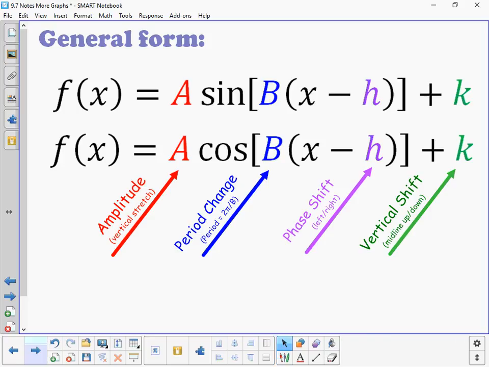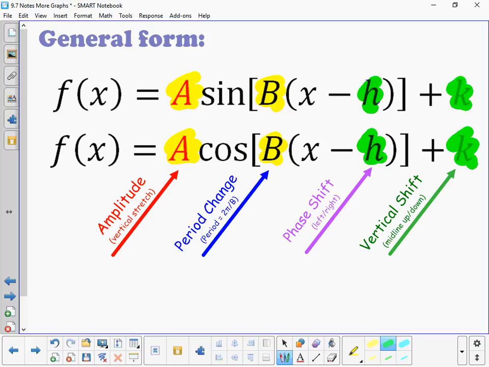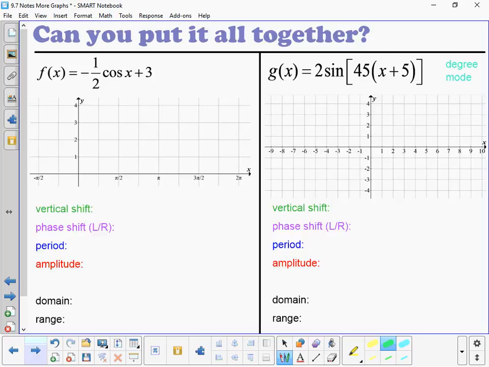So remember that the two values that multiply, the A and the B, are both stretches. It either stretches the amplitude vertically or it stretches and changes the period of the function. The two values that are added or subtracted, the H and the K, are ones that just physically move the shape up and down in the case of K, or left and right in the case of H. So we're going to be combining some of these together. So here's our first function, f of x equals negative 1/2 cosine x plus 3.